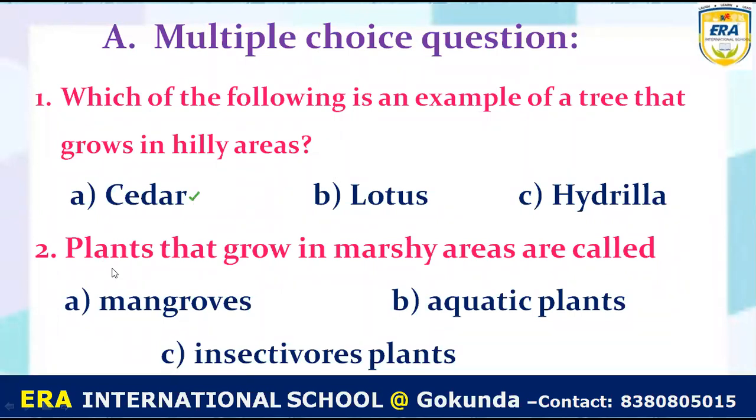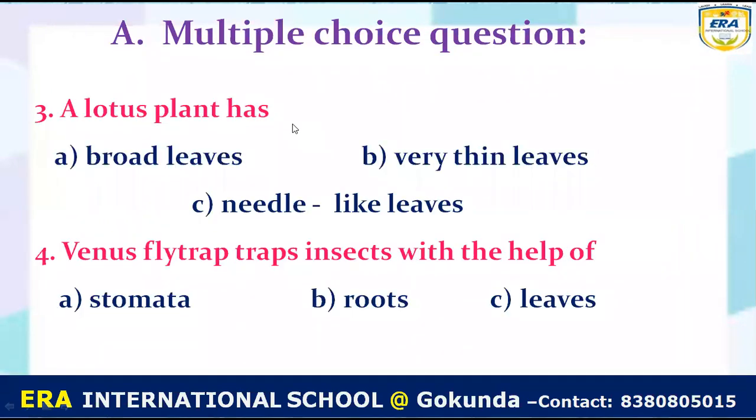Second question. Plants that grow in marshy areas are called dash. You know that plants that grow in marshy areas are called mangroves. Remember, which plants grow in marshy areas? Mangroves. Okay, just see the next question. Question number 3: a lotus plant has dash. So how are the leaves of the lotus plant, very thin, needle-like or broad? Okay, it is absolutely broad, to float on the water.